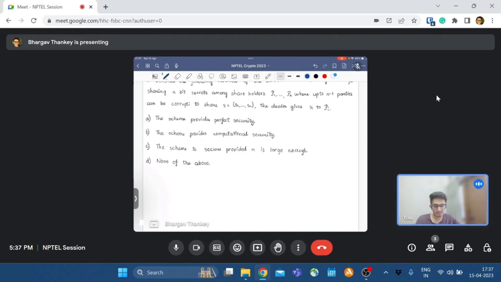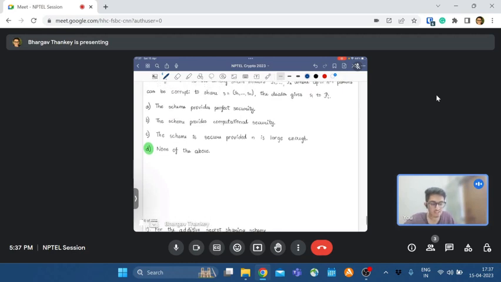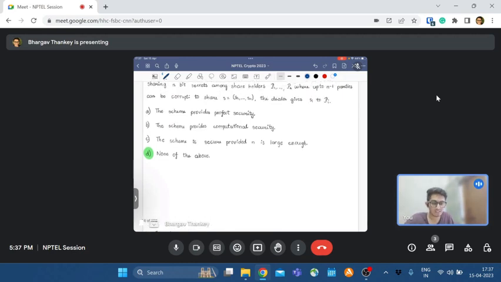Okay, so the answer is none of the above, and the reason is the following. In the additive secret sharing scheme, or in any secret sharing scheme, if n minus one parties come together, they should not know anything about the secret S, right?